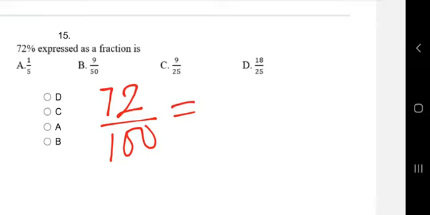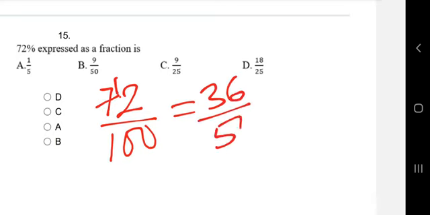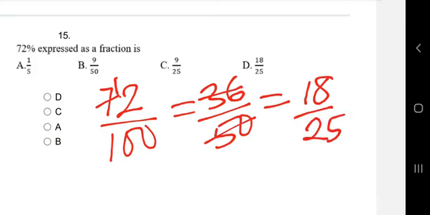So 2 can go in 72, that is 36. 2 in 100, that gives 50. We continue to divide. 2 in 36, that gives 18. 2 in 50, that gives 25. Do you have any number that can divide 18 and 25 without having a remainder? We don't have any. So in that case, our answer is option D, which is 18 over 25.